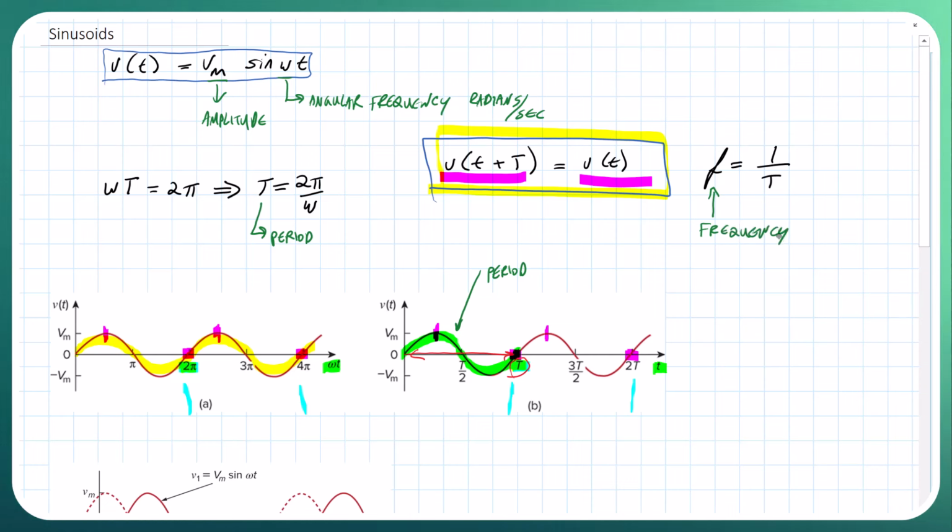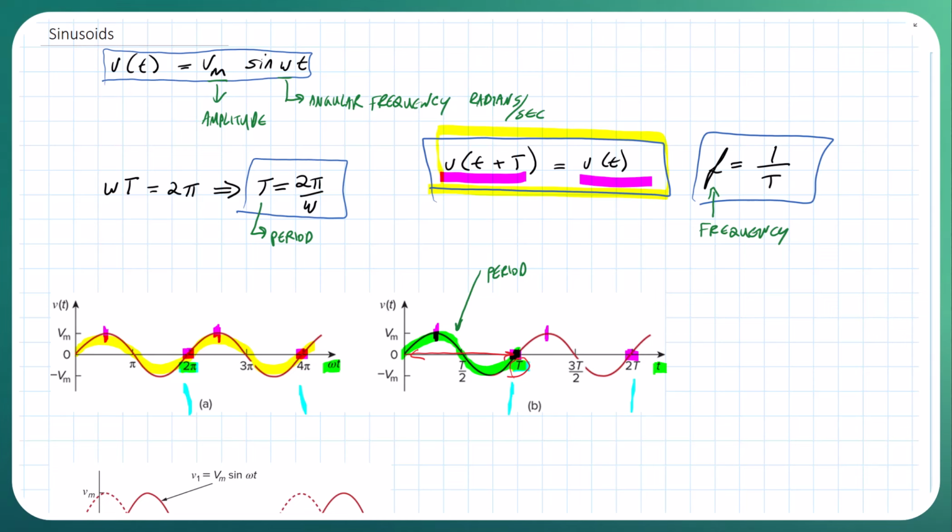Some standard definitions. Okay, so we've defined a very standard sinusoidal voltage function. We've got our frequency, and the frequency in this case is going to be cycles per second. It's not going to be radians in this situation. So we can define our frequency here in hertz.